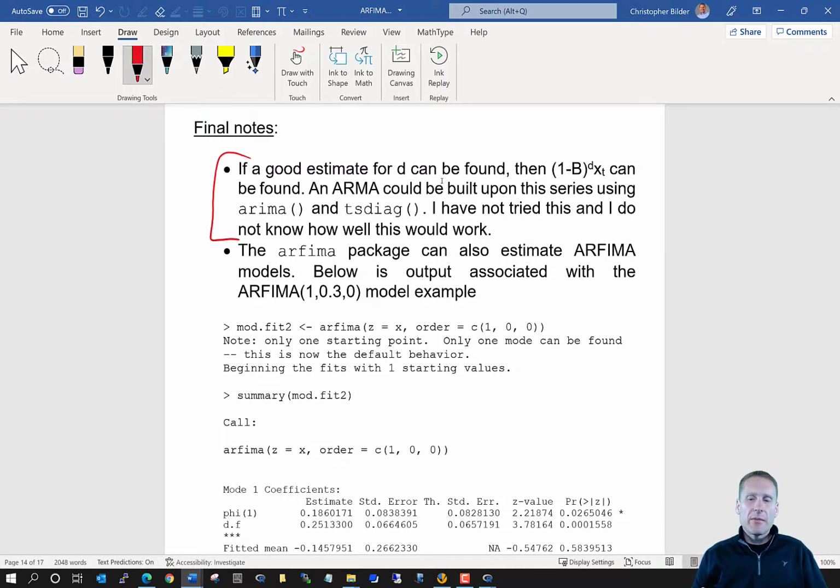If a good estimate of d can be found, I suppose what one could do is transform the time series you're working with to (1 - B)^d times x of t, use that as essentially your observed data, and then approach ARMA modeling like what we did before, where you could use the arfima function, the tsdiag function. I suppose that one could do that. I have not done that myself. I have not seen others do that, but it seems like this would be a reasonable approach to follow.